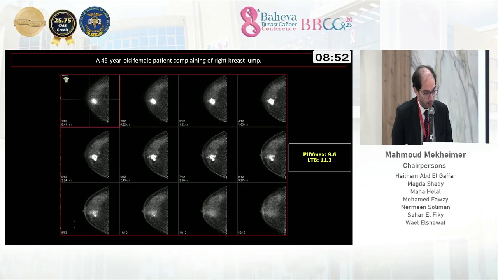BEM was done and revealed right breast retroareolar multifocal malignant mass and foci with BOV max 9.6 and LTB 11.3.